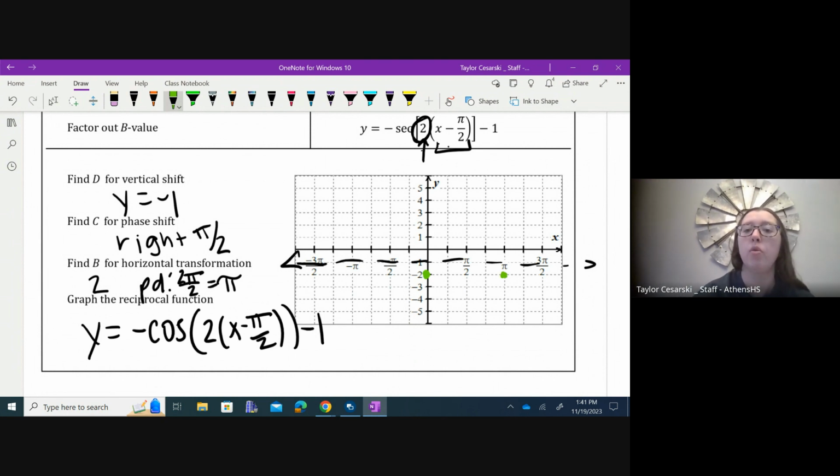Okay, well, let's think about what we know about cosine. In between the two minimums is going to be a maximum. So that means I will have a maximum at pi over 2, 0. It's been shifted down 1, remember, that's what this -1 does. And that means in between those points, it'll pass through this midline here. So I'm just going to go ahead and plot a few other points. So it's going to look something like this. That is my negative cosine 2x minus pi over 2 minus 1.